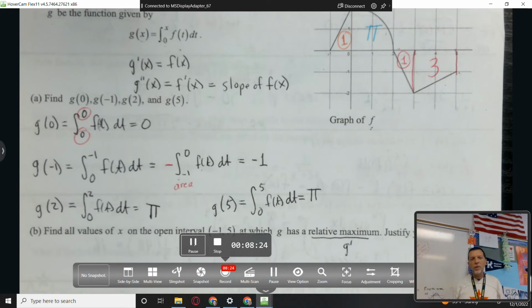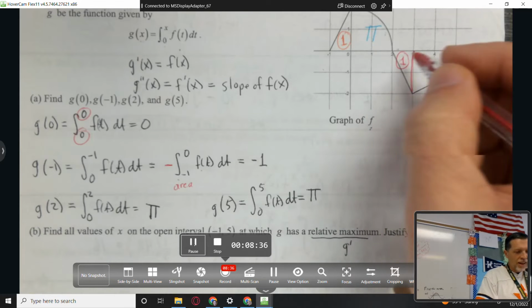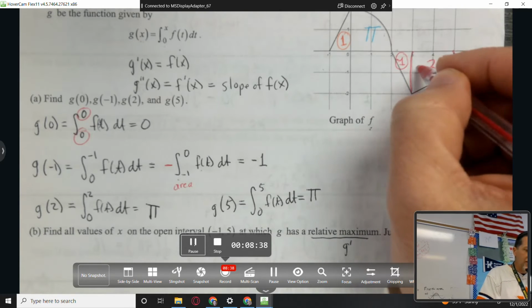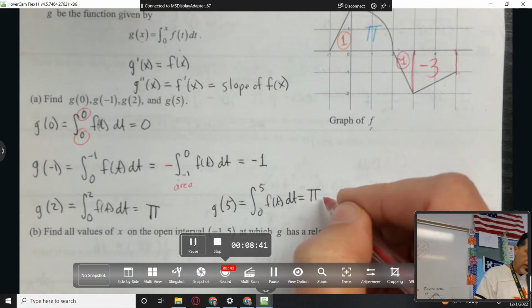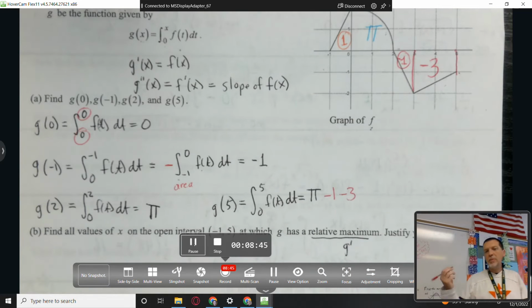So what's not quite right about what I've written so far? Why are they negative? Because it's underneath. So you can label them 1 and 3 because that's what the area is. Most people would label them with negatives since that's really the point of this. So pi minus 1 minus 3, which is pi minus 4, but stop. Make the grader do some work.